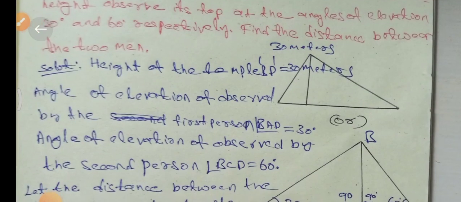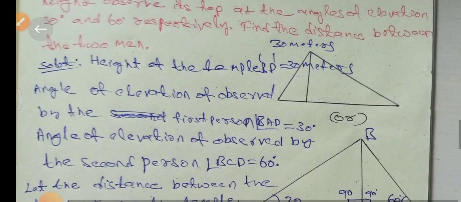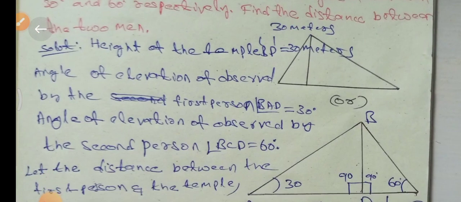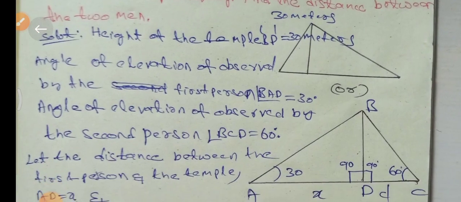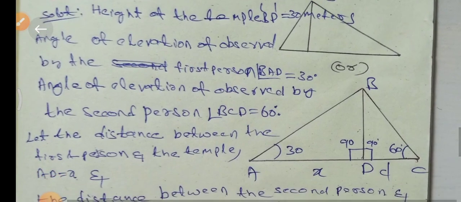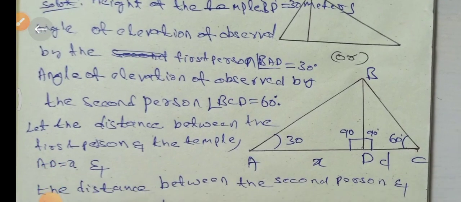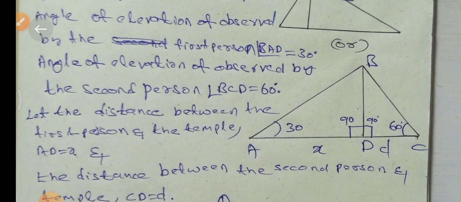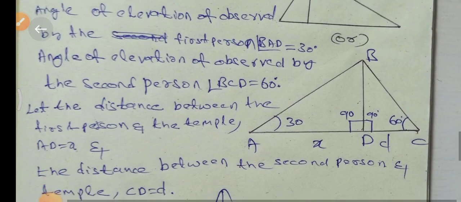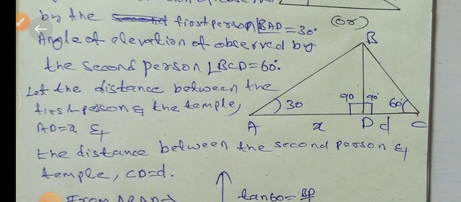Find the distance between the two men. Height of the temple BP is equal to 30 meters. Angle of elevation observed by the first person, angle BAD, is 30 degrees. Angle of elevation observed by the second person, angle BCD, is equal to 60 degrees.